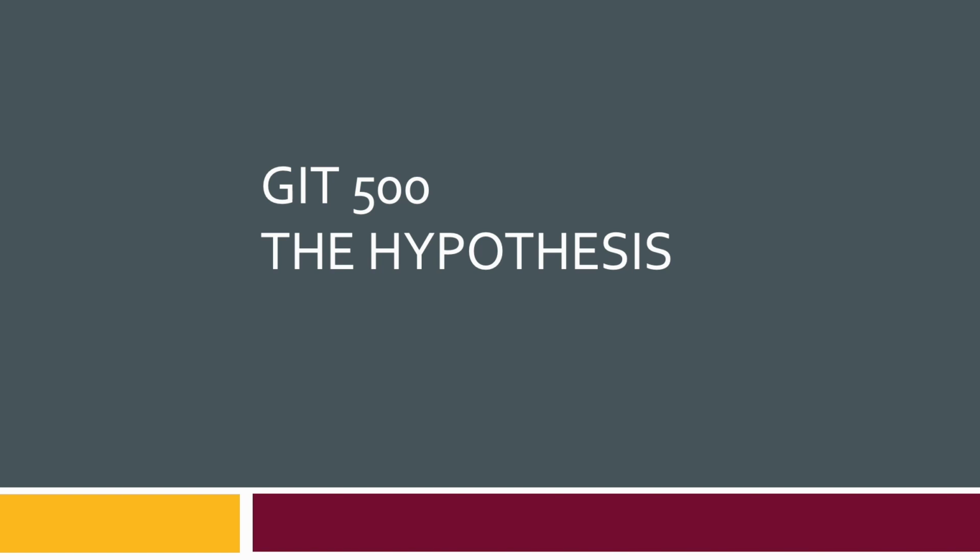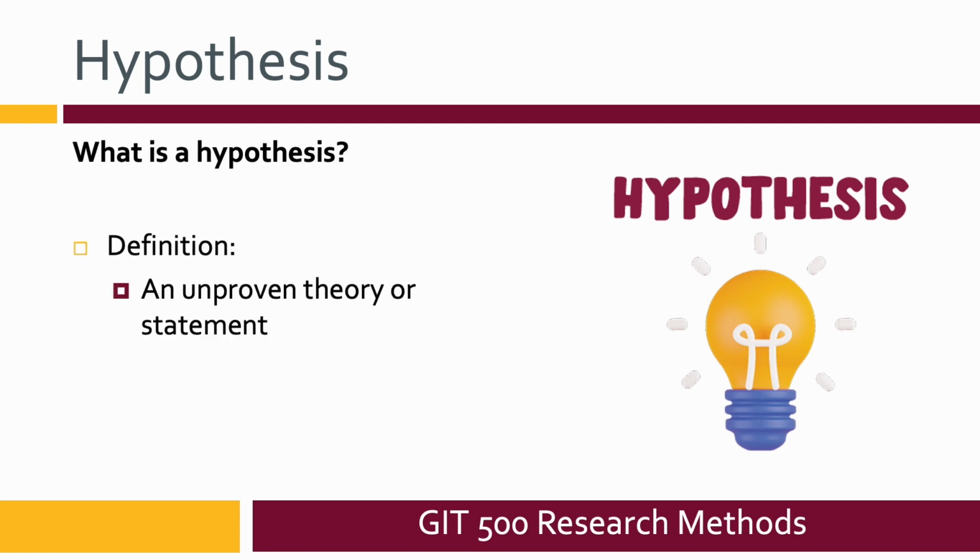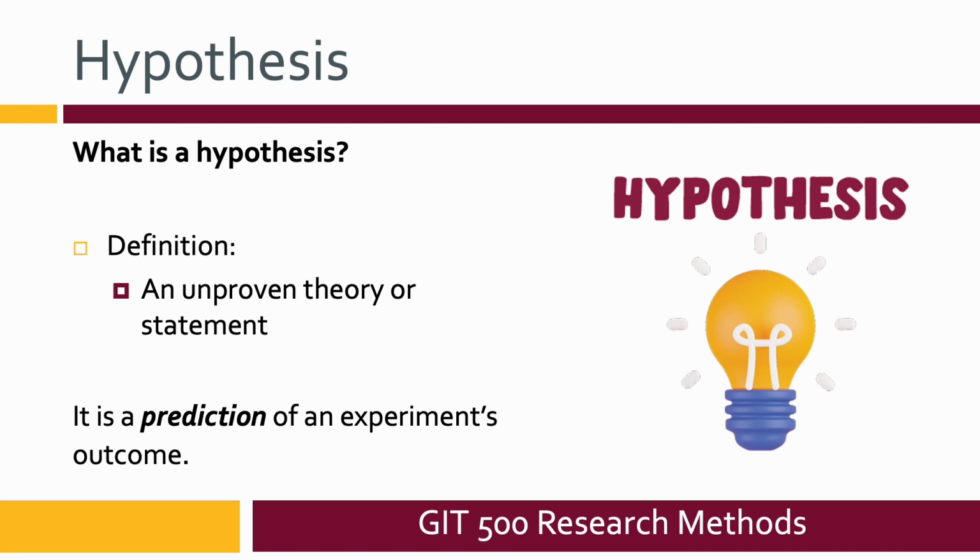GIT 500, the hypothesis. What is a hypothesis? Well, an official definition is an unproven theory or statement. Basically, it's a prediction of an experiment's outcome, how you think as the researcher it's going to turn out.